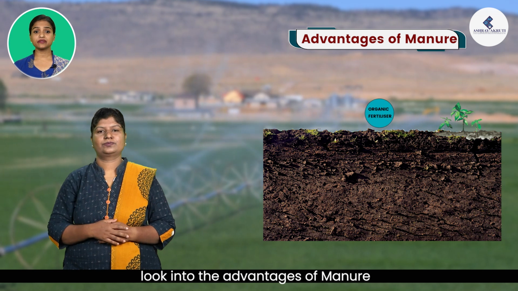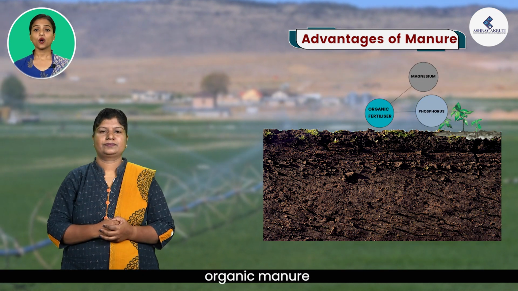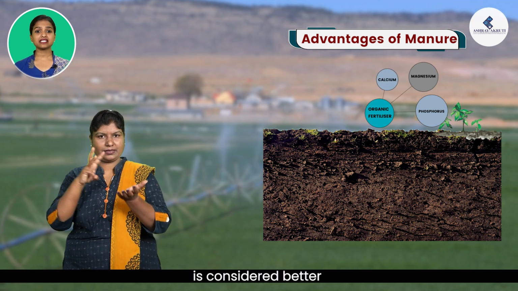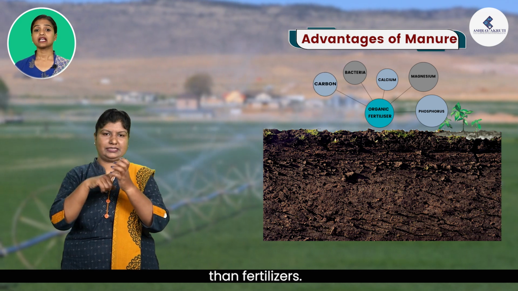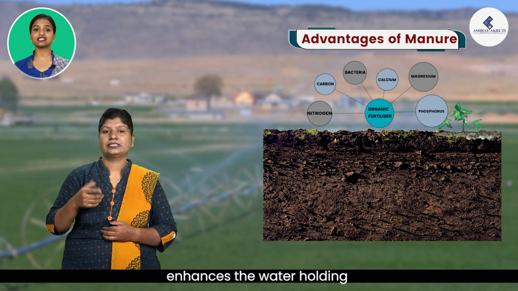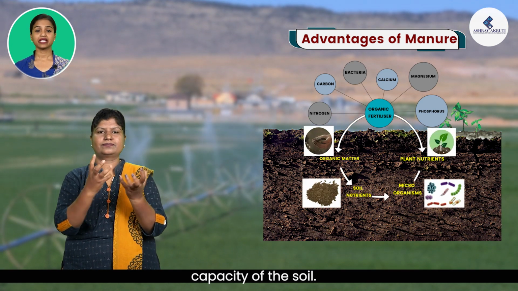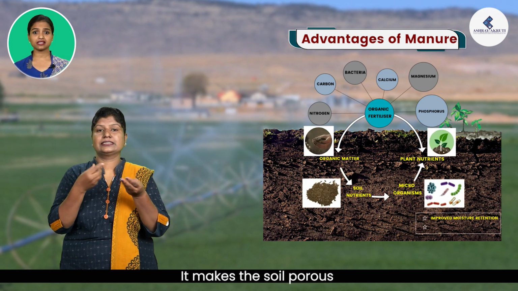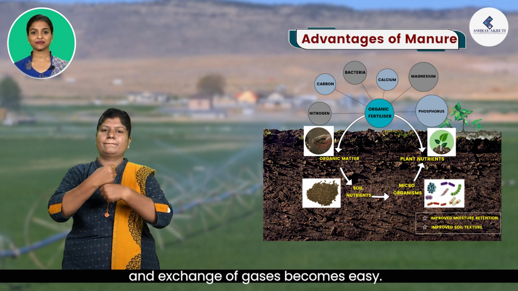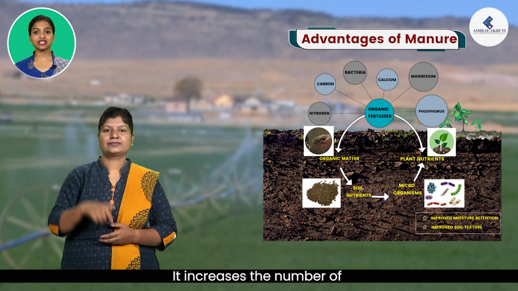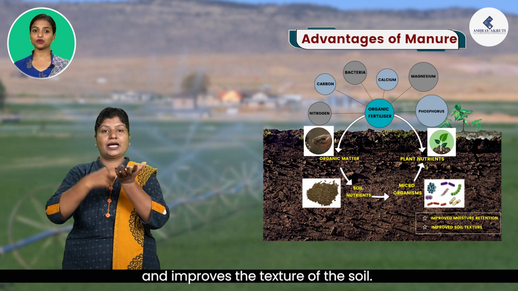Now, look into the advantages of manure. Organic manure is considered better than fertilizers. This is because it enhances the water holding capacity of the soil. It makes the soil porous and exchange of gases becomes easy. It increases the number of friendly microbes and improves the texture of the soil.